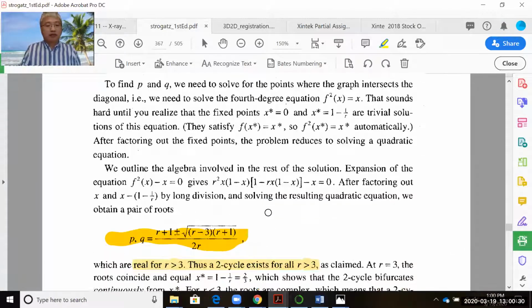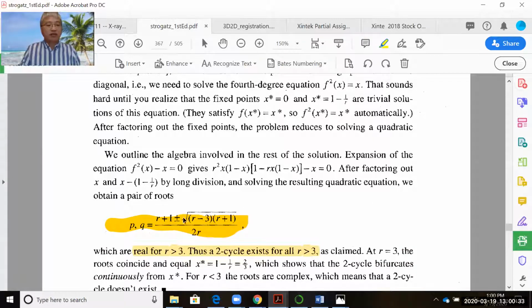The way we do that is, first we find analytically what the fixed points are. The fixed point is simply: take f square x, set f square x equal to x, or f square x minus x equal to 0. This gives you a fourth-power polynomial, which in general has no analytical expression. But since we already know two fixed points, you can factor these two out, and what remains is a quadratic equation. You can solve the quadratic equation, and the solution is given by these two values, P and Q.